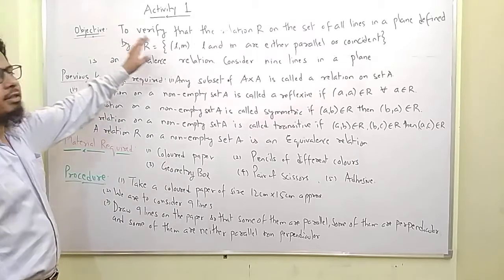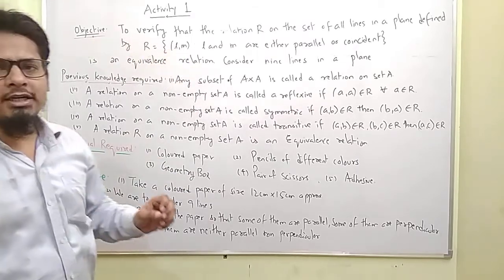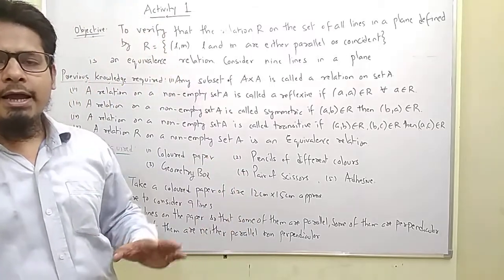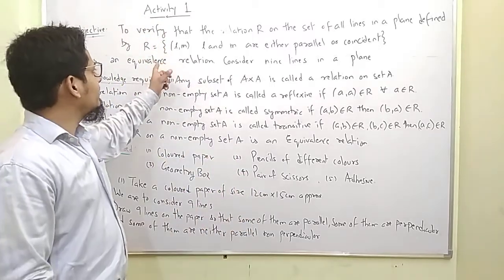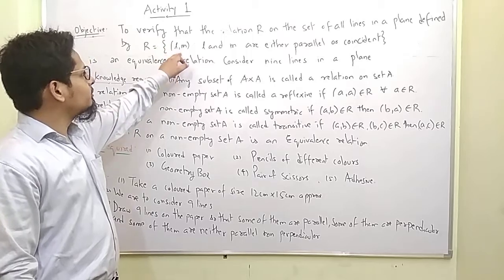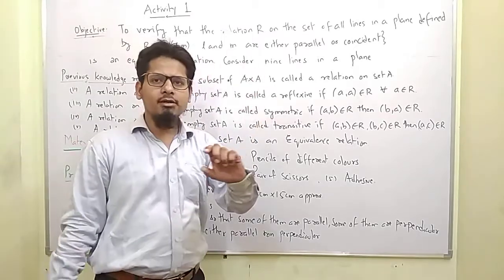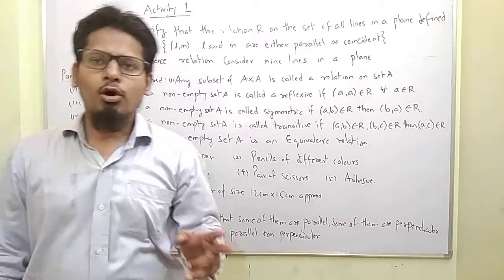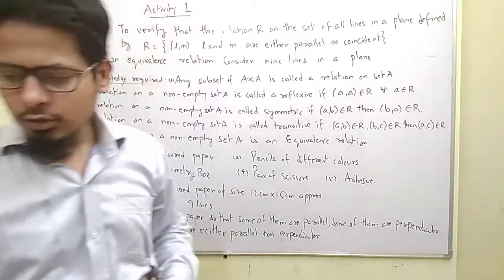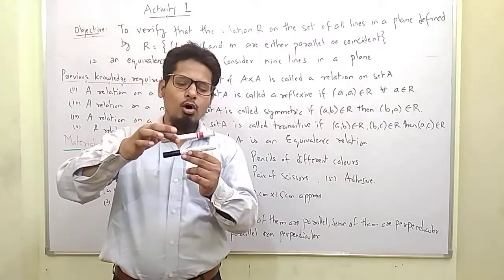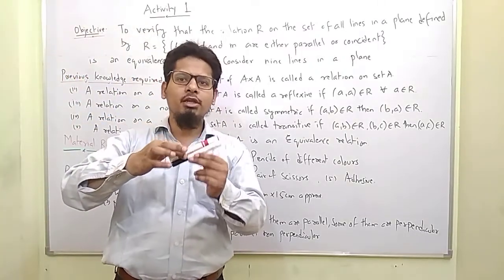objective is to verify the relation R on the set of all lines drawn in a plane. The relation R is defined as: L and M are two lines, and L and M are either parallel to each other or coinciding with each other, right? So if the lines L and M are parallel or coincide, this is the relation R.